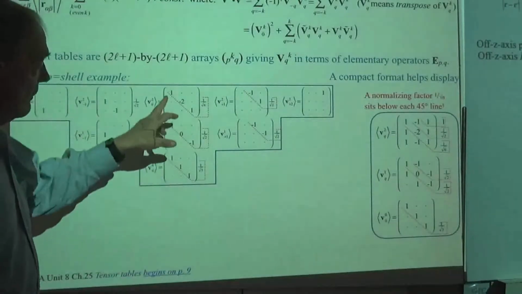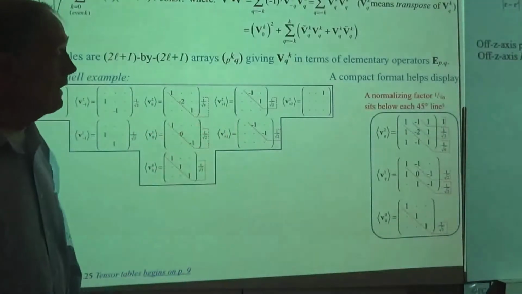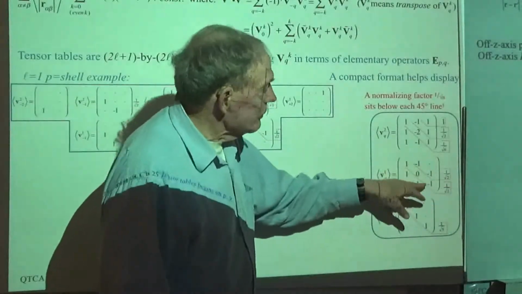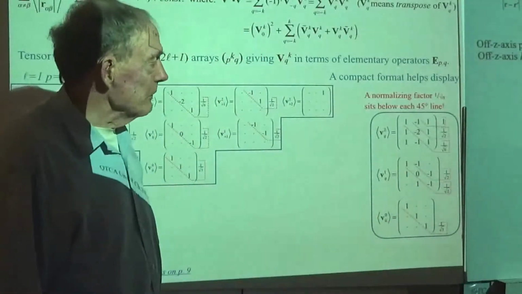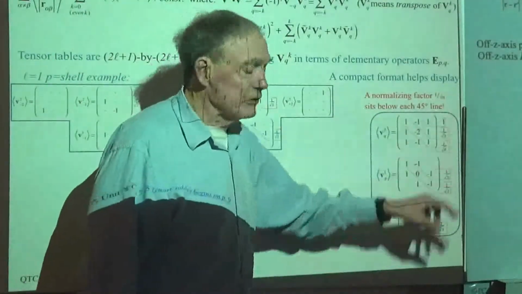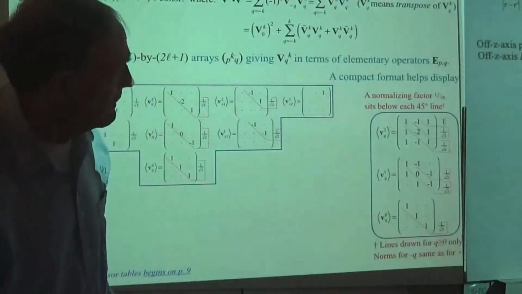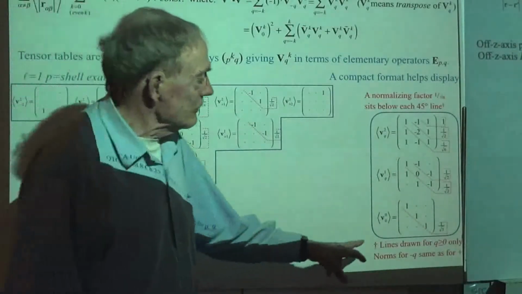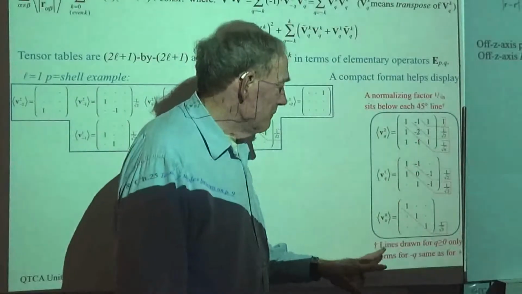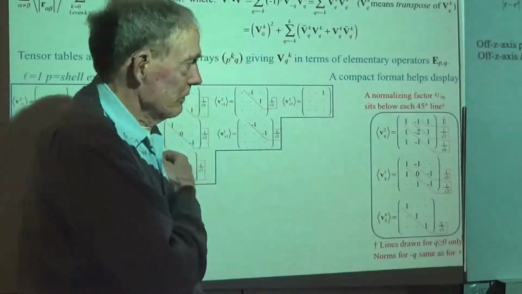Okay, so that's true over here as well, but you see there's a 1 over the square root of 2 that needs to go for each of those numbers. So it's just below, I say, each 45-degree line, and then there's a little asterisk or dagger that says the lines drawn are for q greater than or equal to 0; here, minus q is the same as plus q.